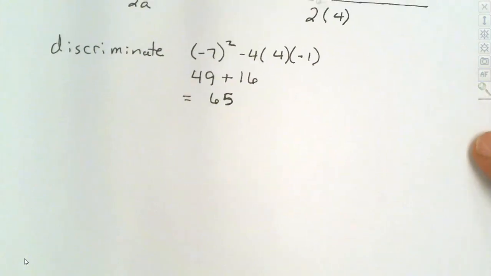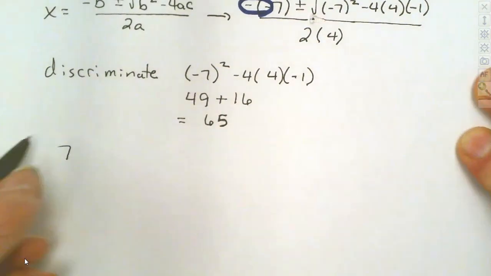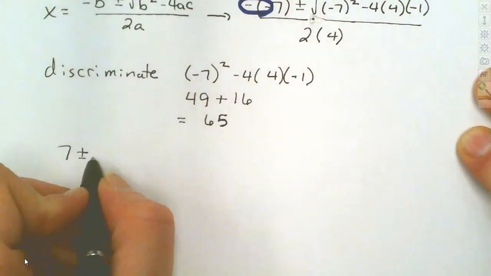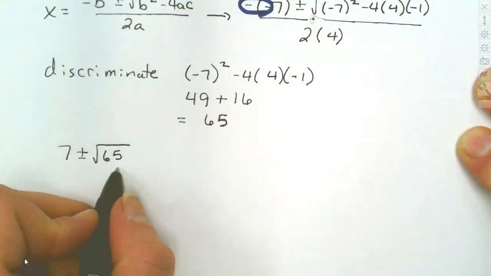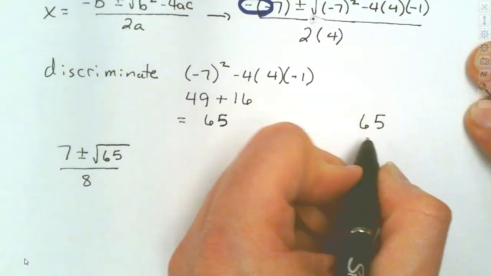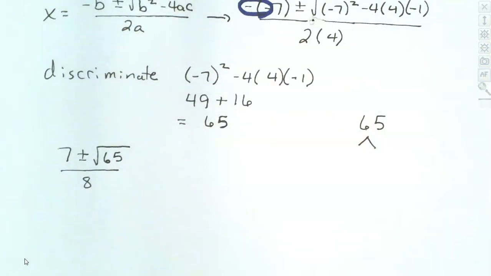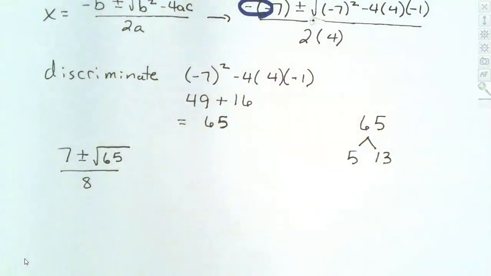So let's rewrite what we've got. We've got a 7 plus or minus the square root of 65 over 8. And 65, it ends in a 5, so I know a 5 will go in. So let's see if we can break it down. And that's going to break down into 5 and 13. Well, that doesn't help us at all because 13 won't break down anymore. So we've got no pairs, so we can't break this up anymore.